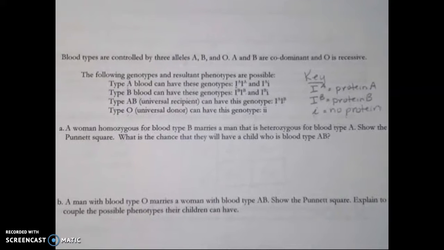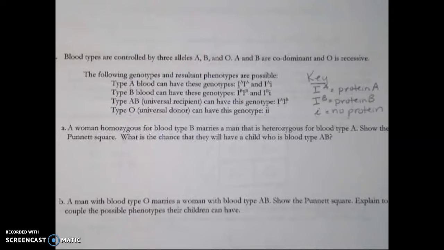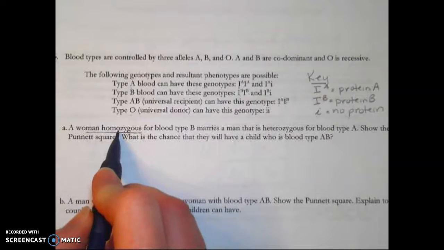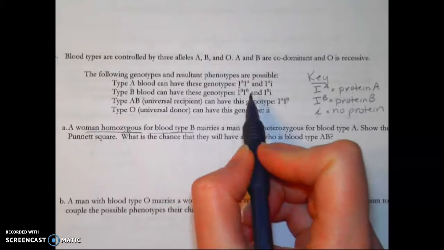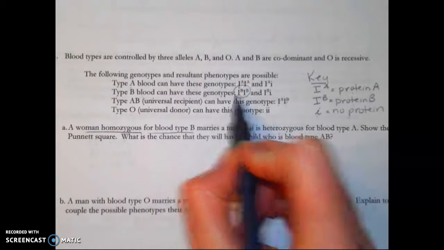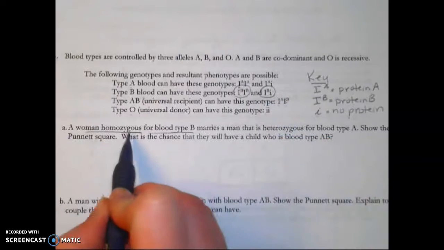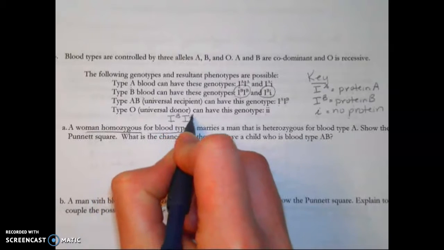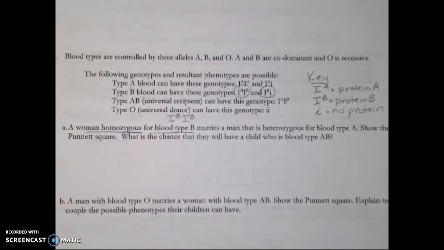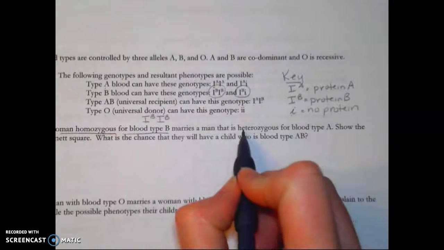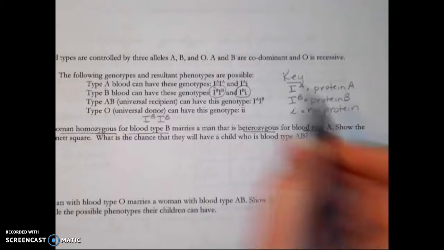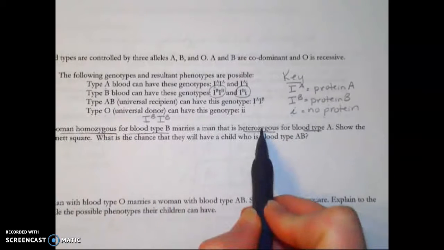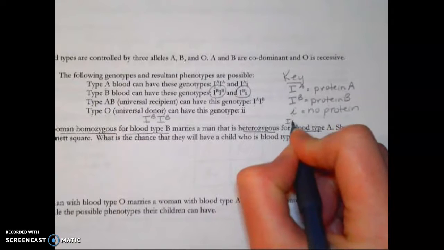So we'll do part A as the example, and you can do the rest for your practice. A woman who is homozygous, meaning two of the same alleles, for blood type B. Remember up top, we can have homozygous for B or heterozygous for B. The only way to be homozygous and have B blood is if you are dominant and have two I^B alleles. She marries a man that is heterozygous for type A. Type A could be I^A I^A or I^A i. If he is heterozygous, he must have two different alleles, so he is I^A i.